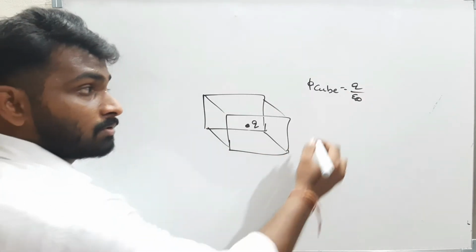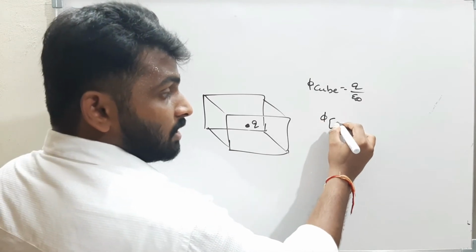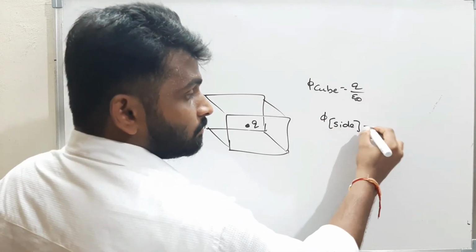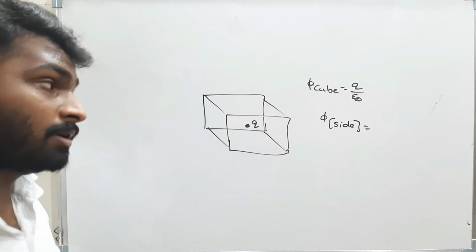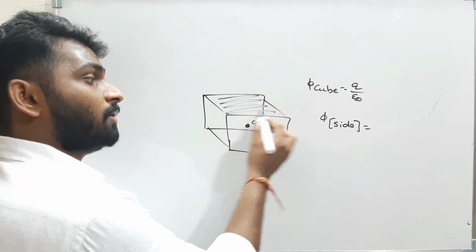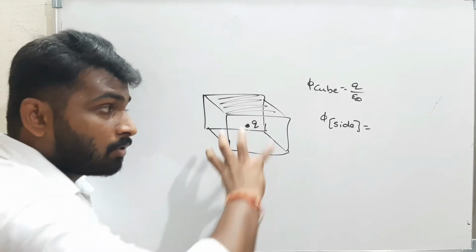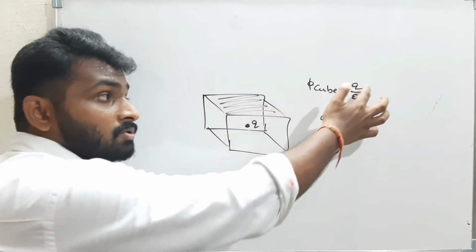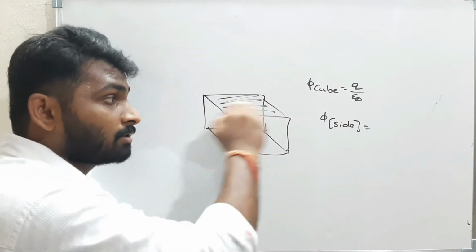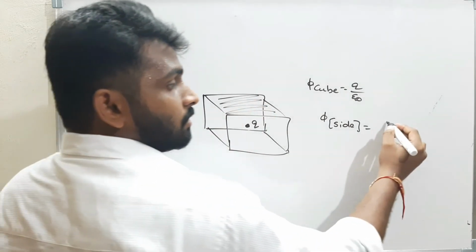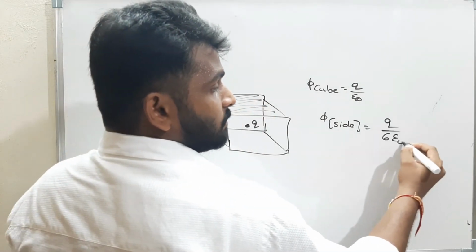Now what is the flux through one side? If I want to find the flux through this side, what is the flux? For the whole cube, for 6 sides, the flux is Q by epsilon naught, and for one side, the flux is Q by 6 epsilon naught.